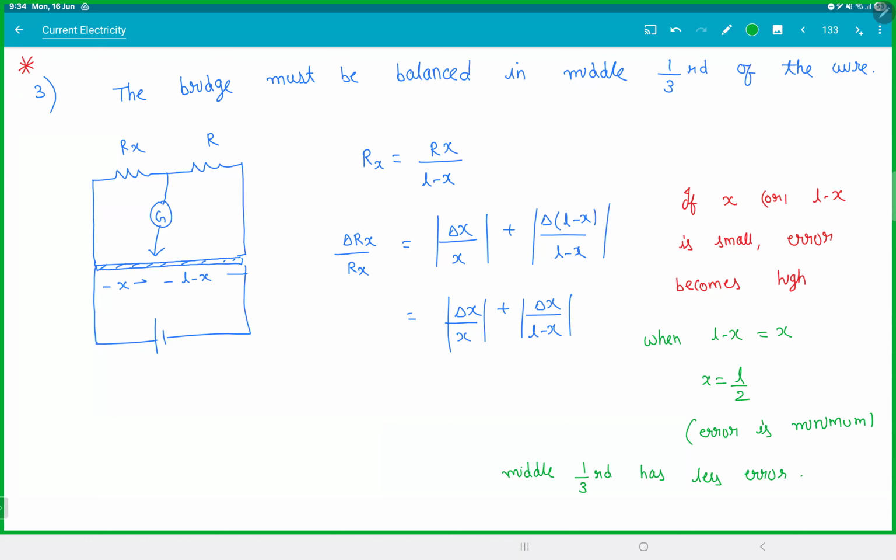Clear with this? Yeah, that is the whole theory about the meter bridge. Is this clear, everyone? Take a small break, come back by 9:40. Take a 5-minute break. Any doubts so far? Okay, come back in 5 minutes.